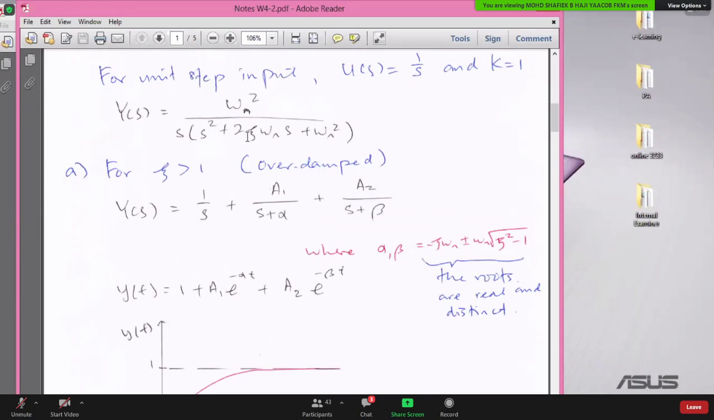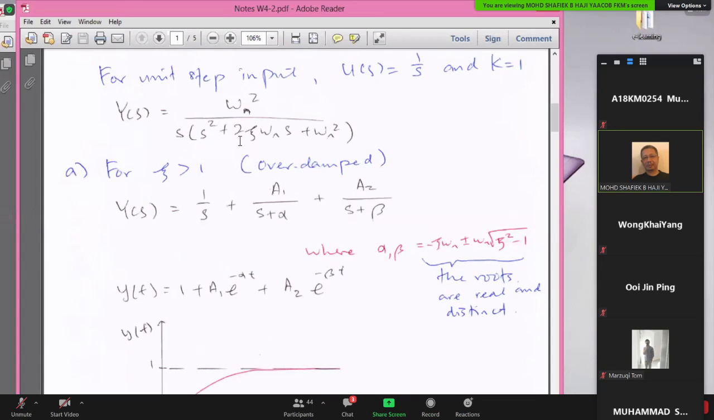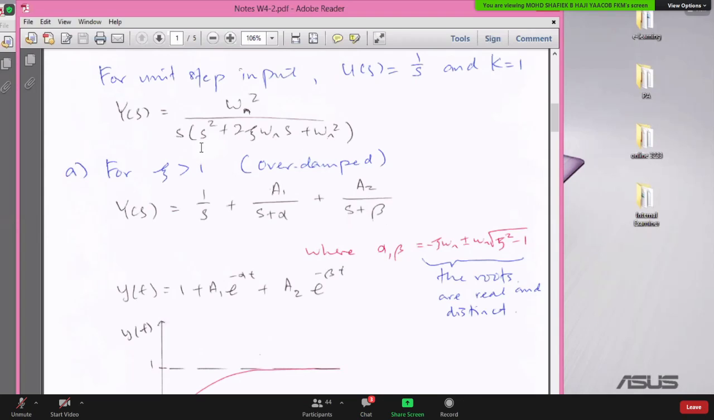If zeta, the damping ratio, is greater than 1, then you can factor out this quadratic equation. When you can factor that out, you can easily decompose this expression into partial fractions. When zeta is greater than 1, the roots of this quadratic equation are going to be distinct and real, not complex roots.